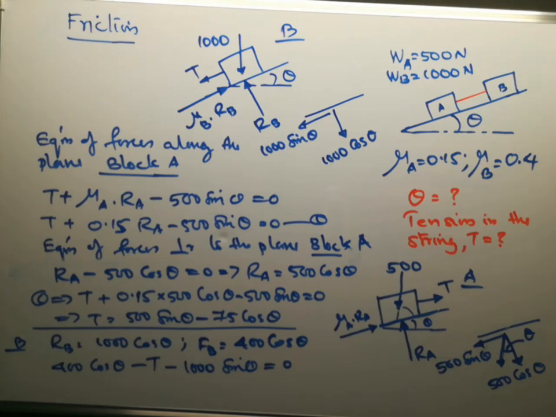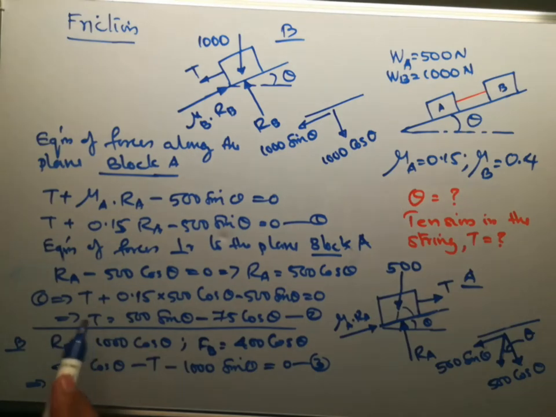So we have two equations in T and theta. Theta is one unknown and T is the other unknown. Only two unknowns are there. If we have two equations, we can solve it.